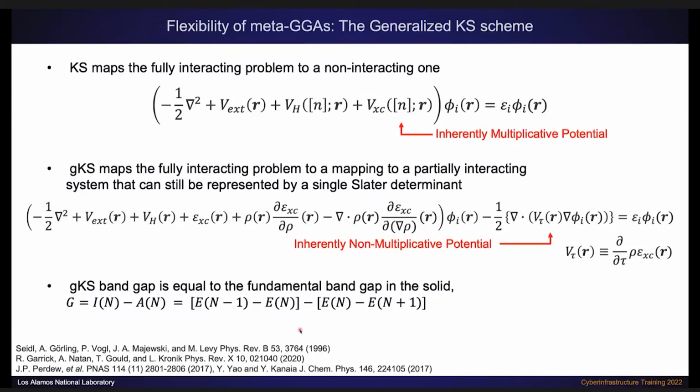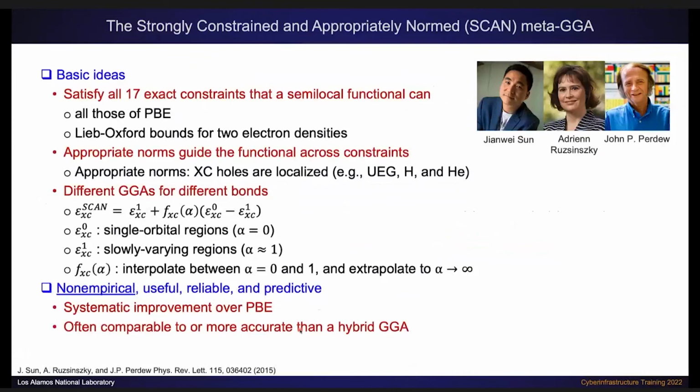Just to speak quickly about the particularity of this SCAN functional, it now obeys all 17 exact constraints that a semi-local functional can. And so this is new and improved. Like the issues I mentioned with GGA and LDA, that they had intrinsic limitations based on the fundamental mathematical structure that this functional can have. And here, this obeys all 17 known constraints that we have. And so it's very well put together.